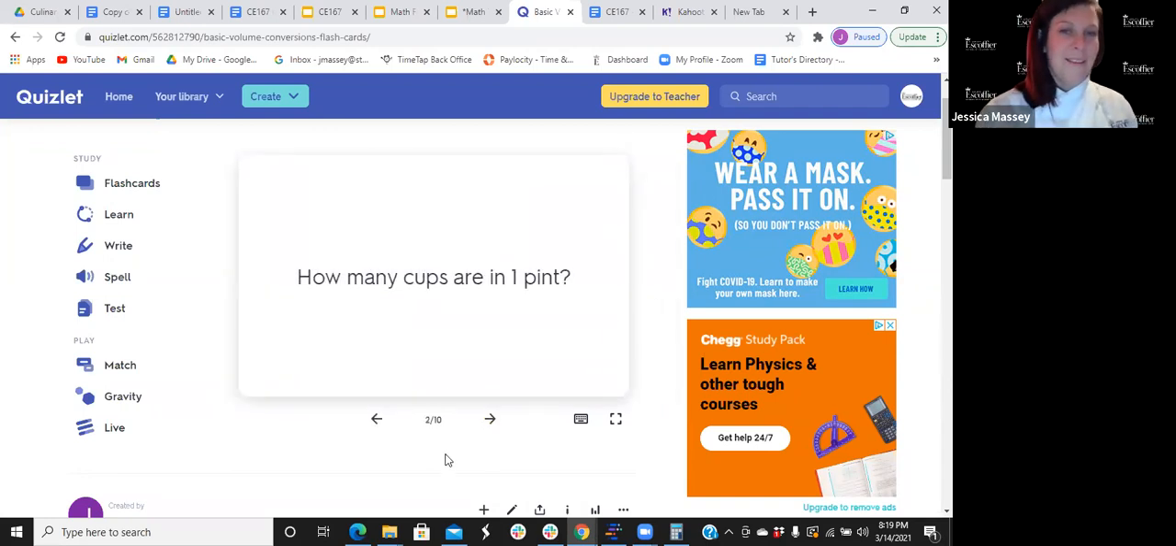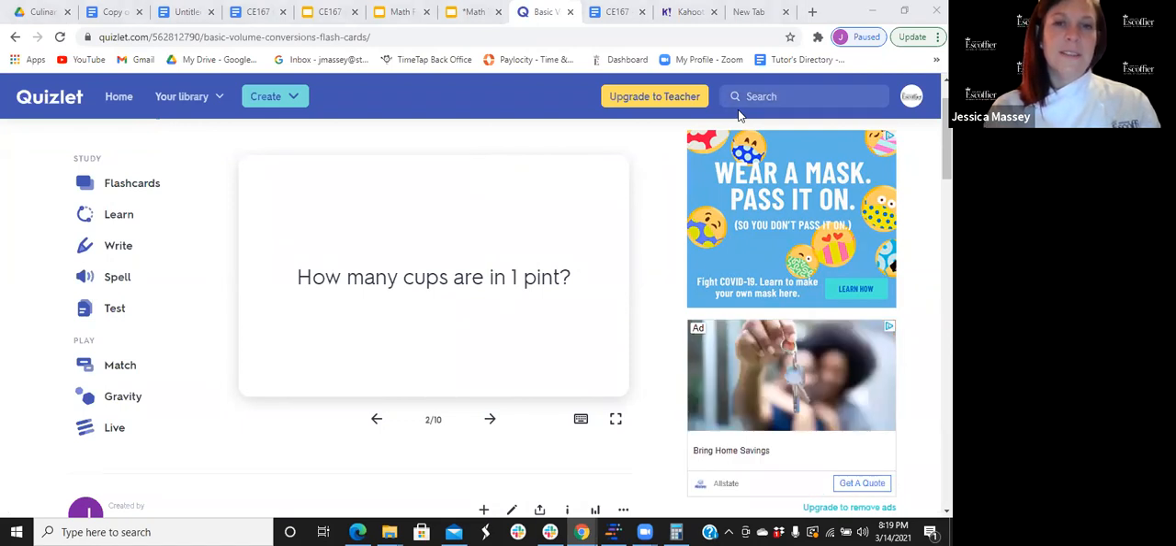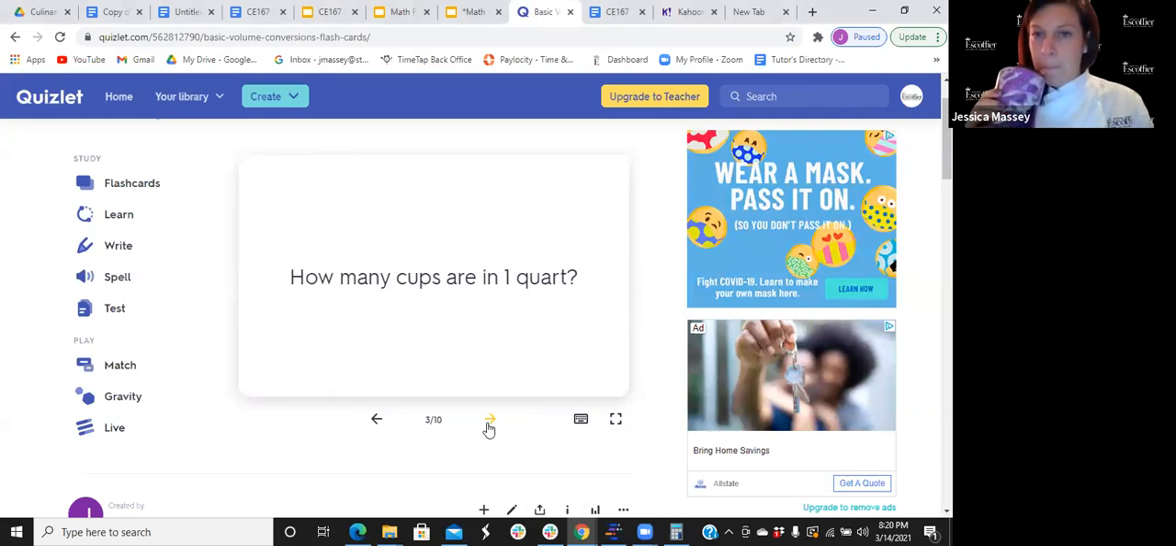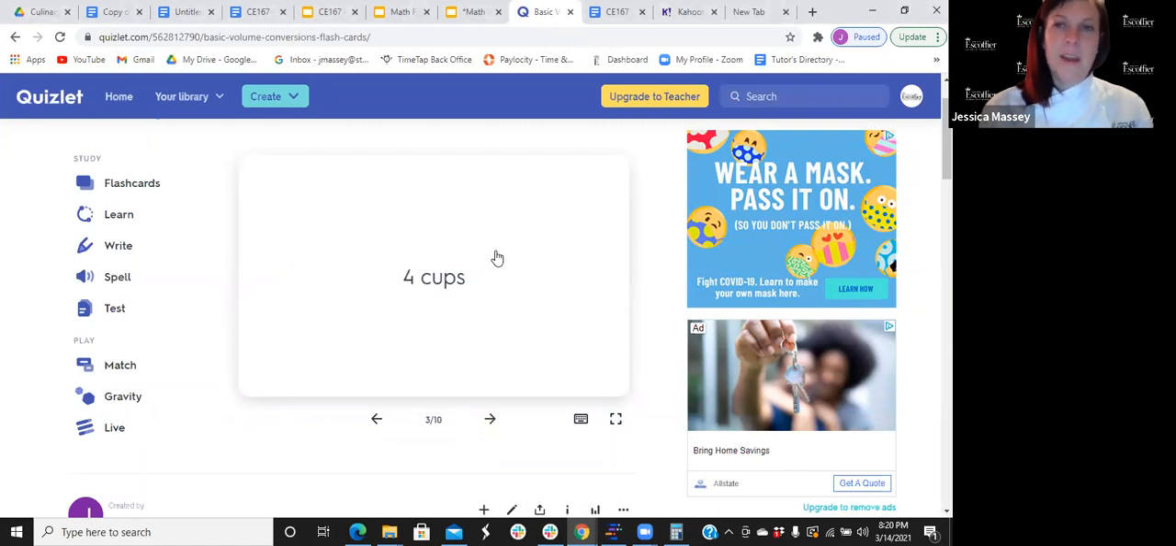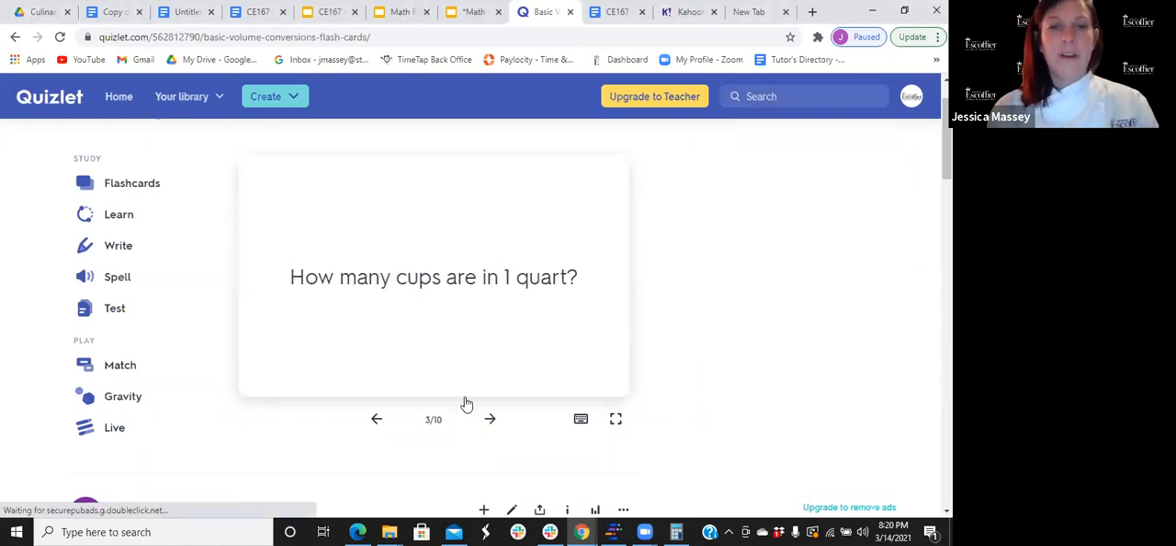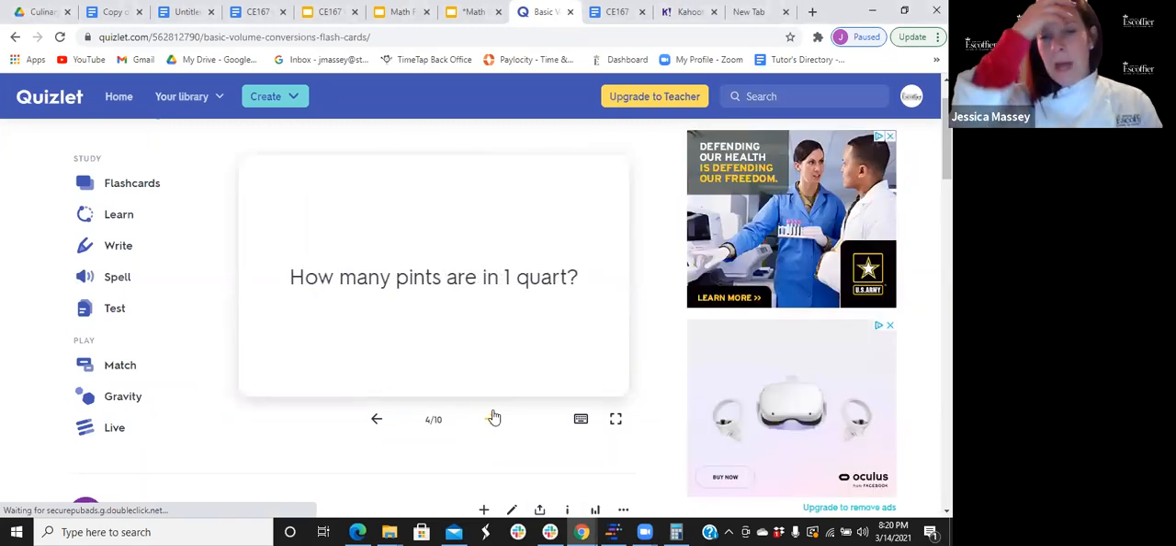How many cups are in a pint? I'm seeing different answers, seeing 2s and 4s. It would be 2. So there are 2 cups for every pint. How many cups are in 1 quart? I see a bunch of 4s. Nice job. Yes, there are 4 cups in every quart. How many pints are in 1 quart?